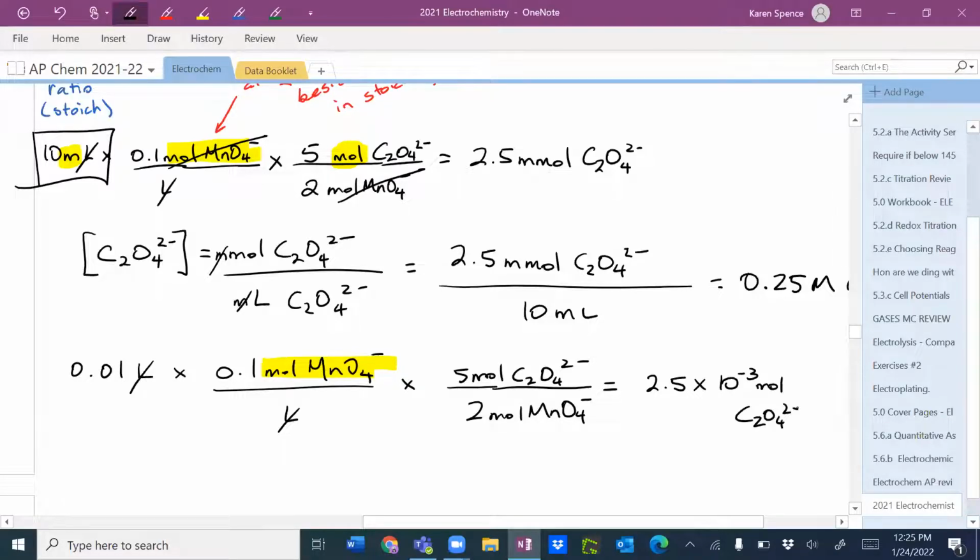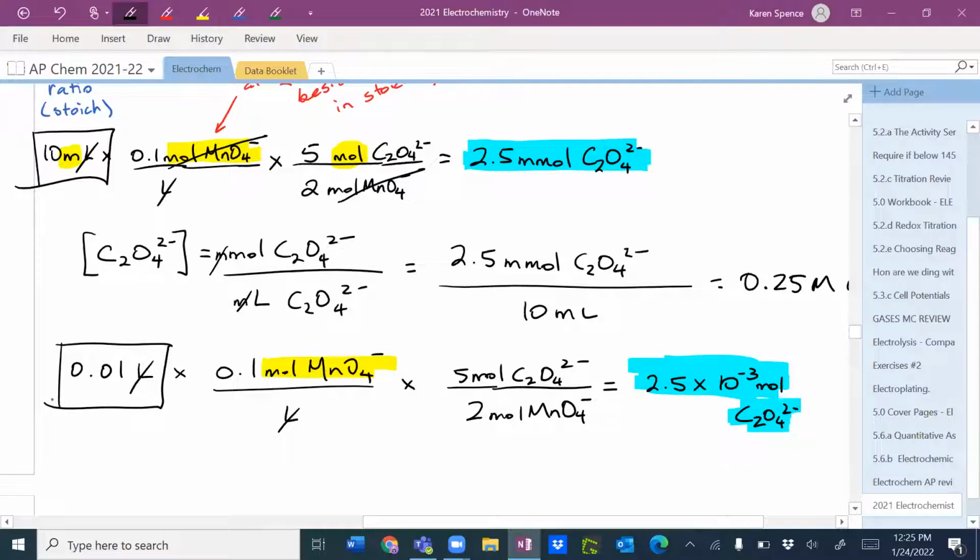2 minus. And you can see we've actually got the same thing here, 2.5 millimoles. Remember, milli is 10 to the negative 3, so we got 2.5 times 10 to the negative 3 moles of C2O4. So the calculation is basically exactly the same, but you've either got a 10 to the negative 3 or you've got a milli.